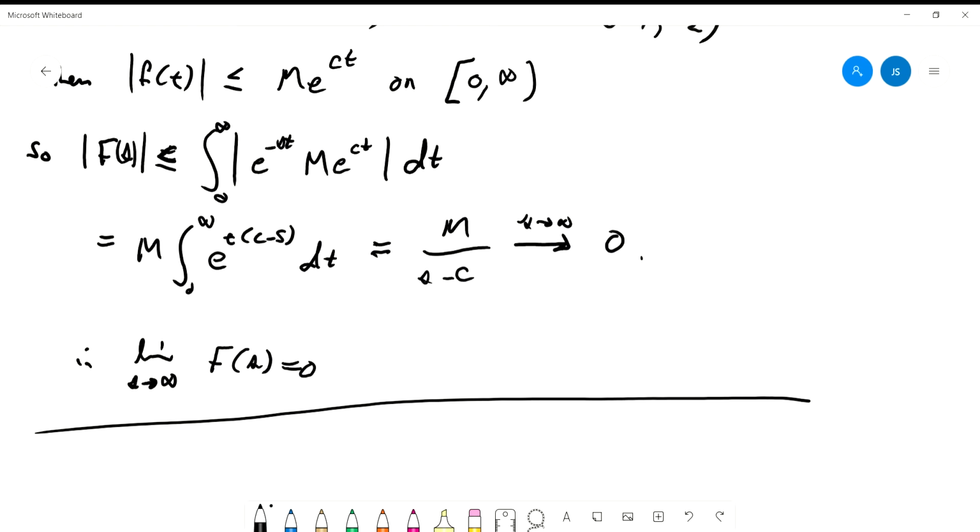So as long as our function is piecewise continuous and of exponential order, so it's bounded by some exponential function, then the limit as s goes to infinity of its transform is 0. That does not mean that this must be true of every Laplace transform, because there are functions for which those conditions don't hold, where the Laplace transform will still exist, and for those functions the limit might not be 0.